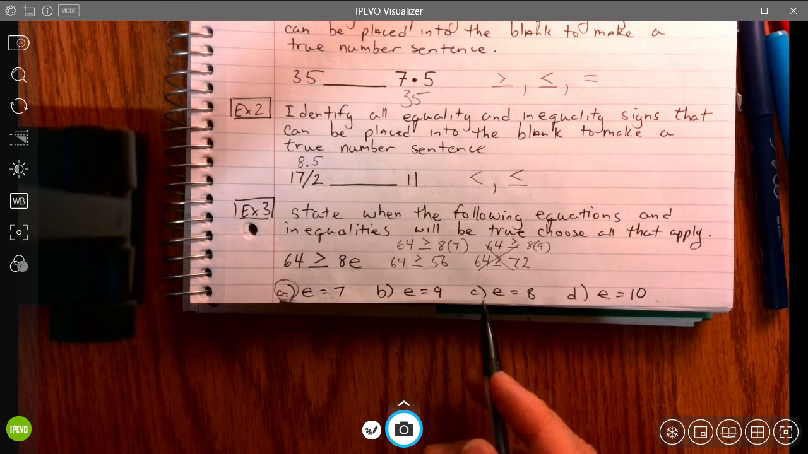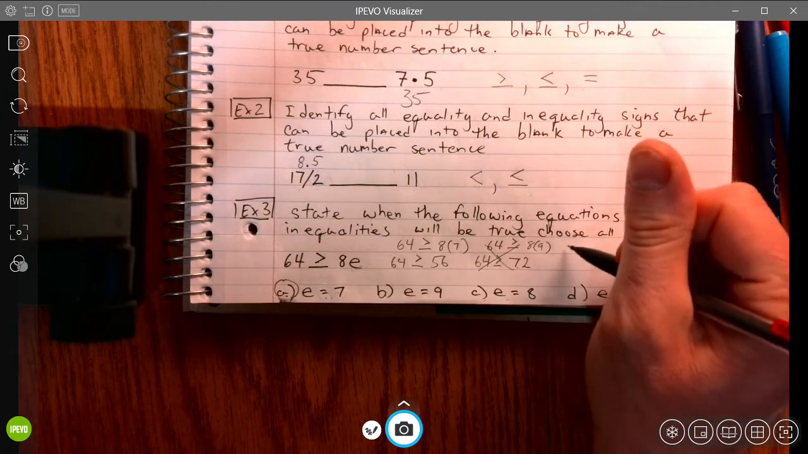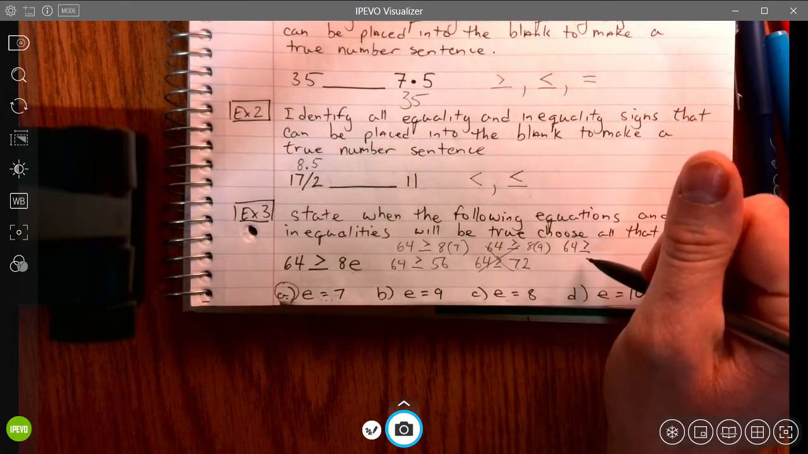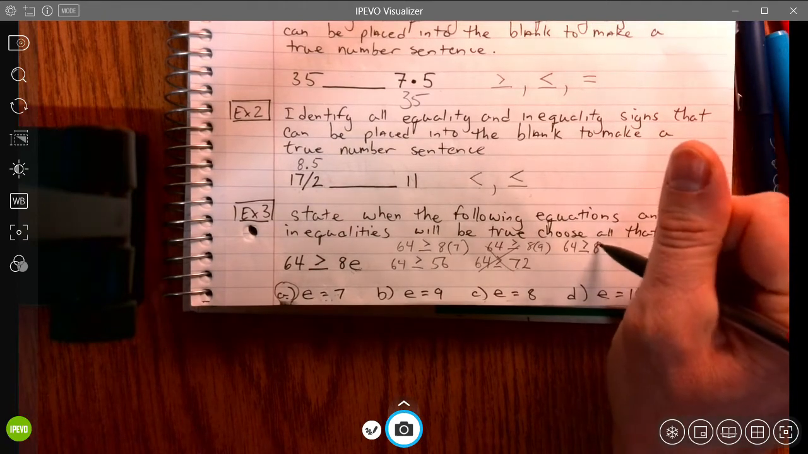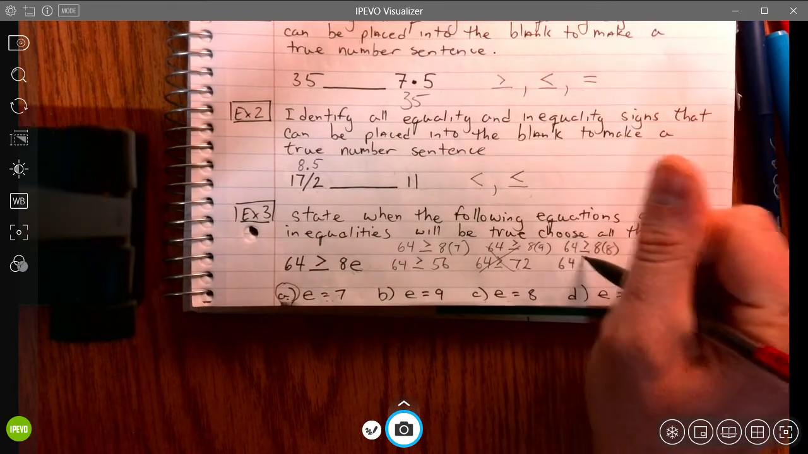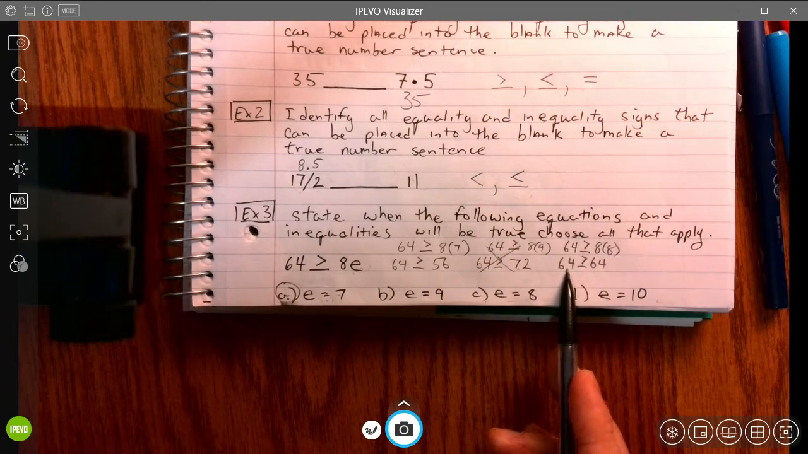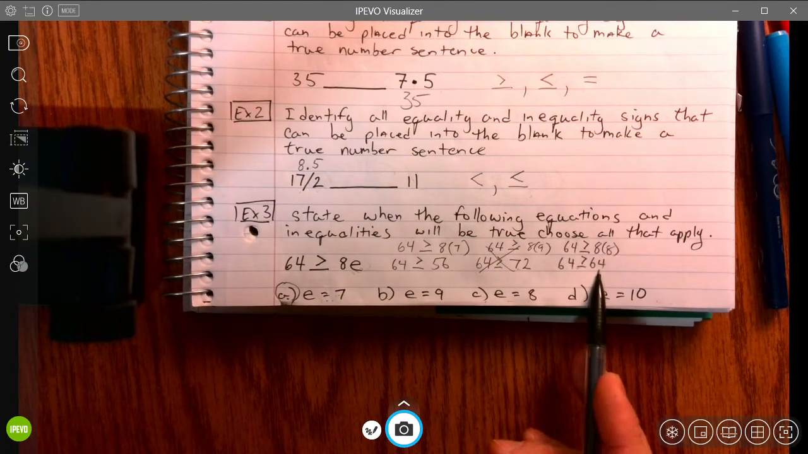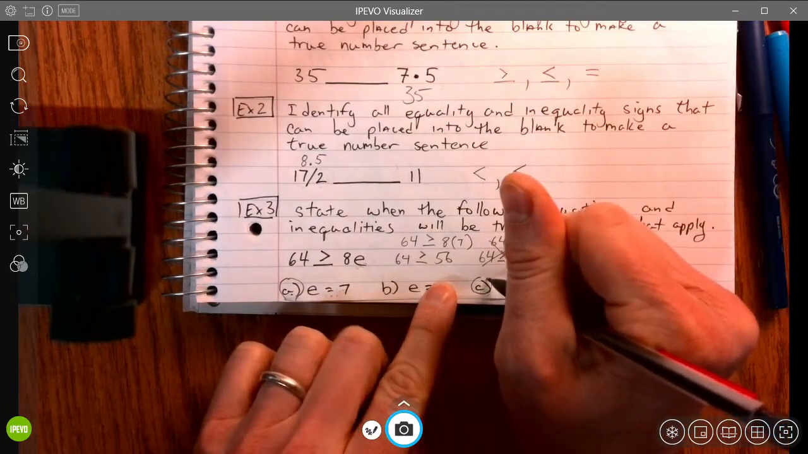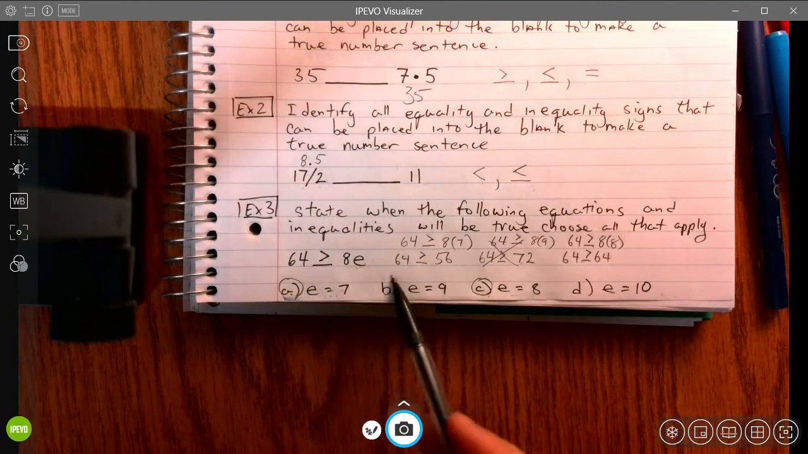Let's try C. C says e is equal to 8. Again, I just want to copy down 64. Is that greater than or equal to 8 times 8? Well, 8 times 8 is 64. So is 64 greater than or equal to 64? Yes, it is. So I can circle C. C is a valid choice that'll make this a true number sentence.